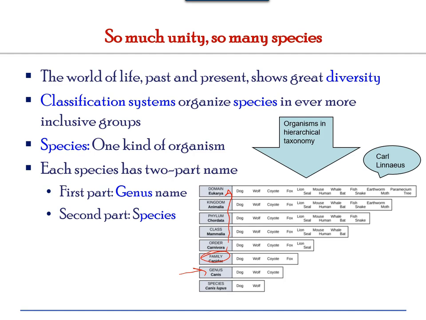The current taxonomic system now has 8 levels in its hierarchy, from lowest to highest. They are species, genus, family, order, class, phylum, kingdom, and domain. Thus, species are grouped within genera, and genera are grouped within families, families are grouped within orders, and so on. You can see from the slide the relationship between a dog and a wolf all the way up to the phylum level.